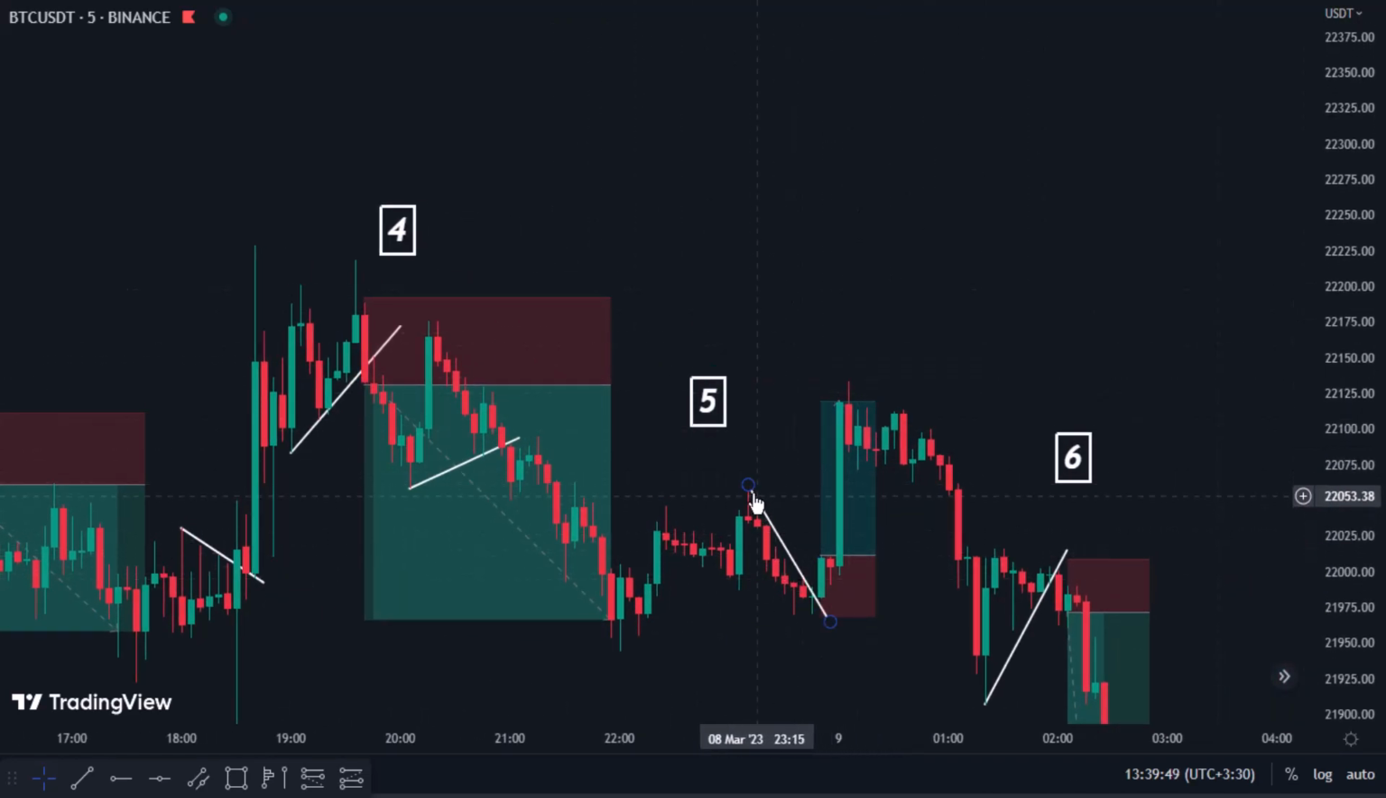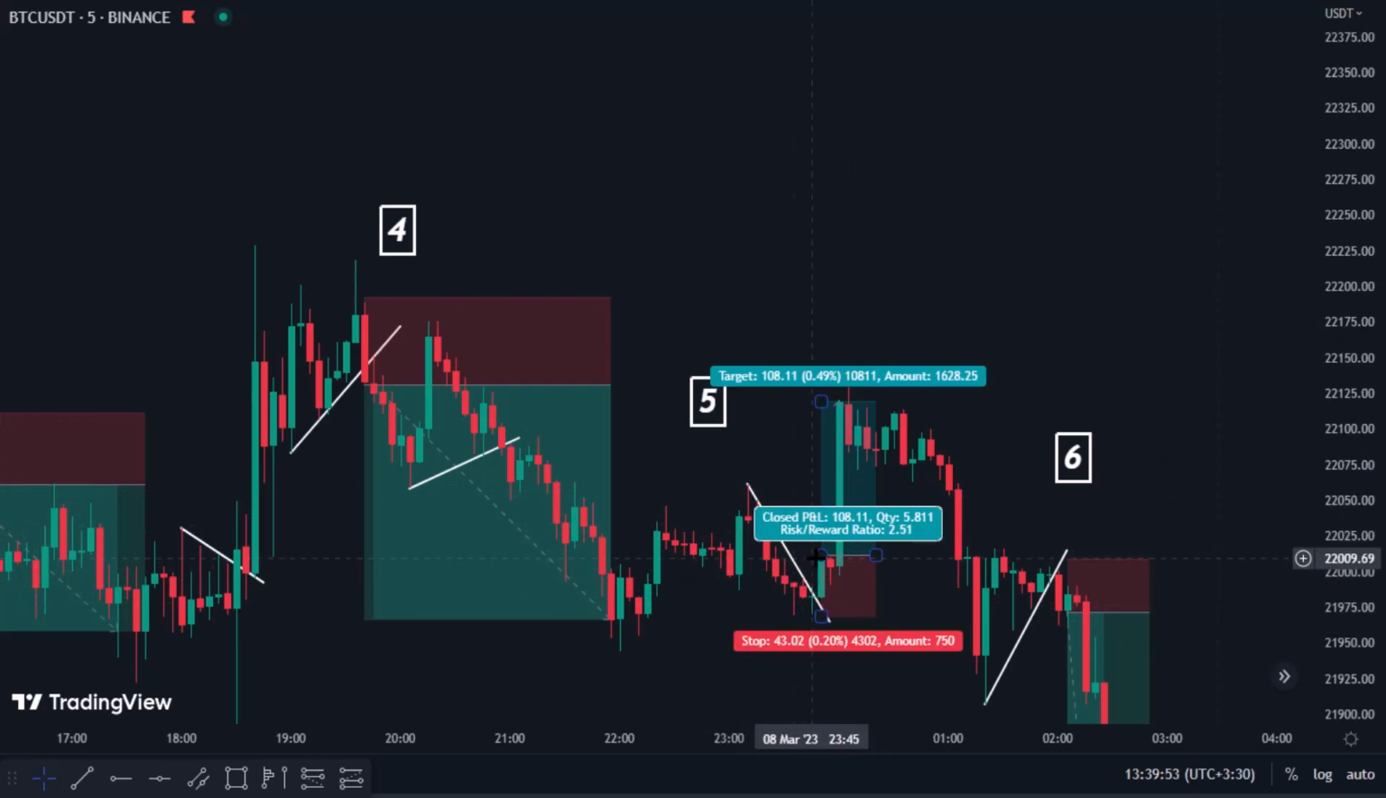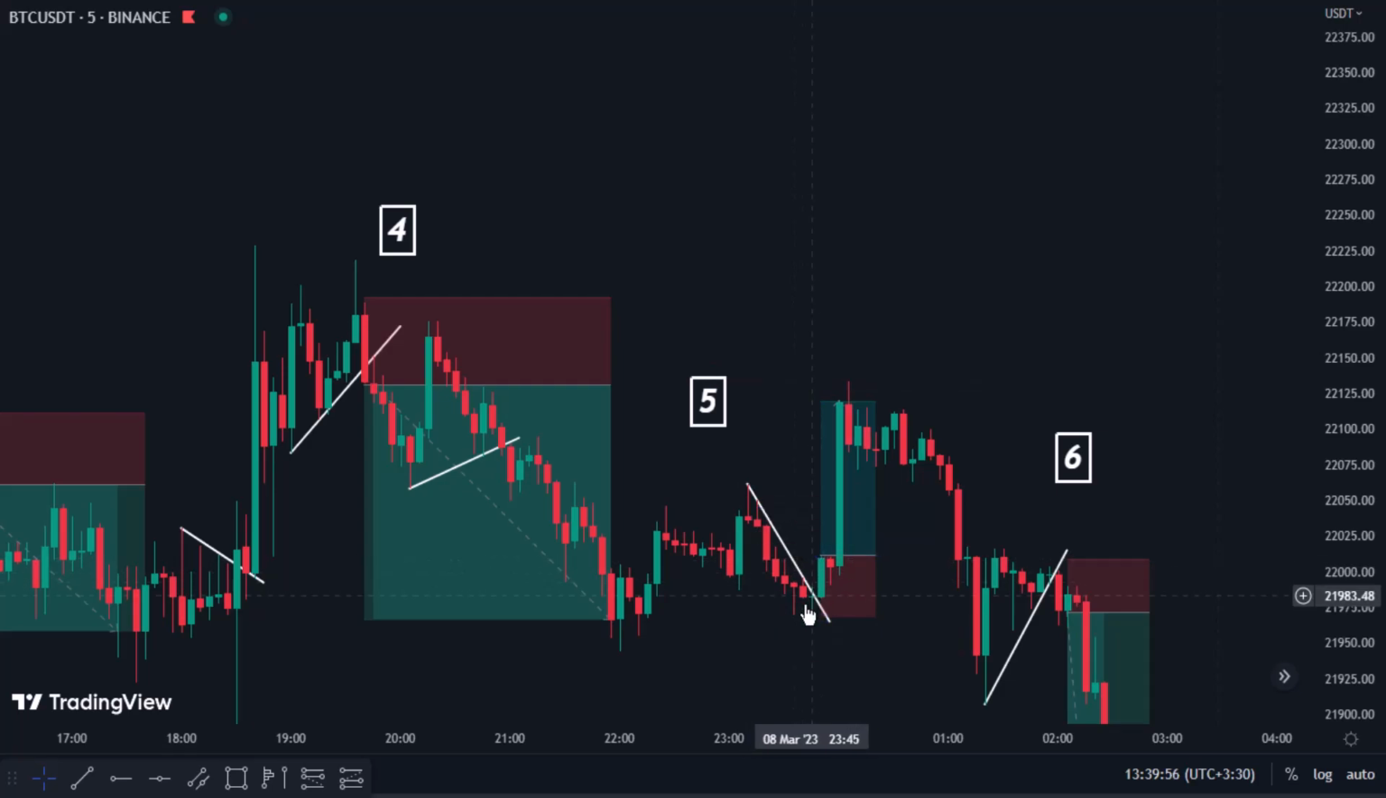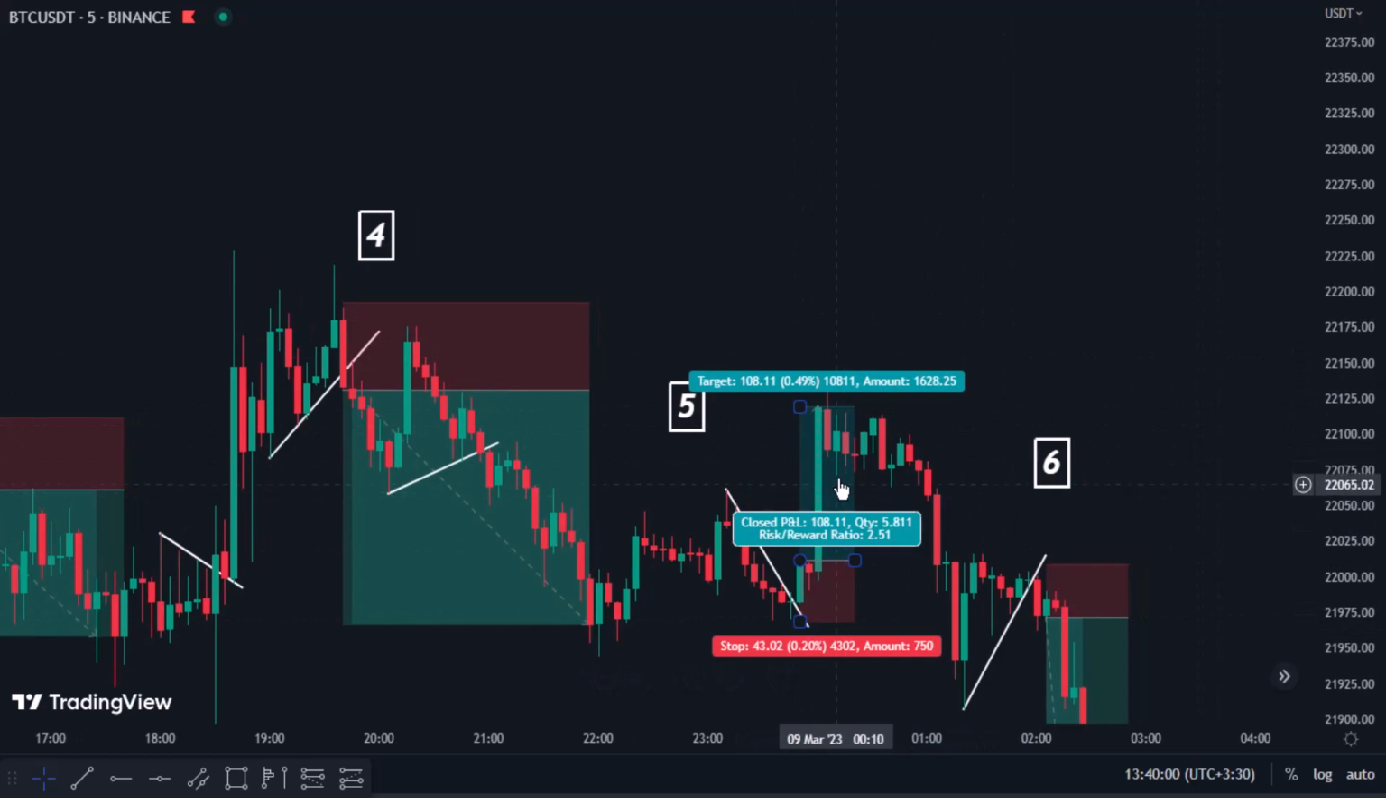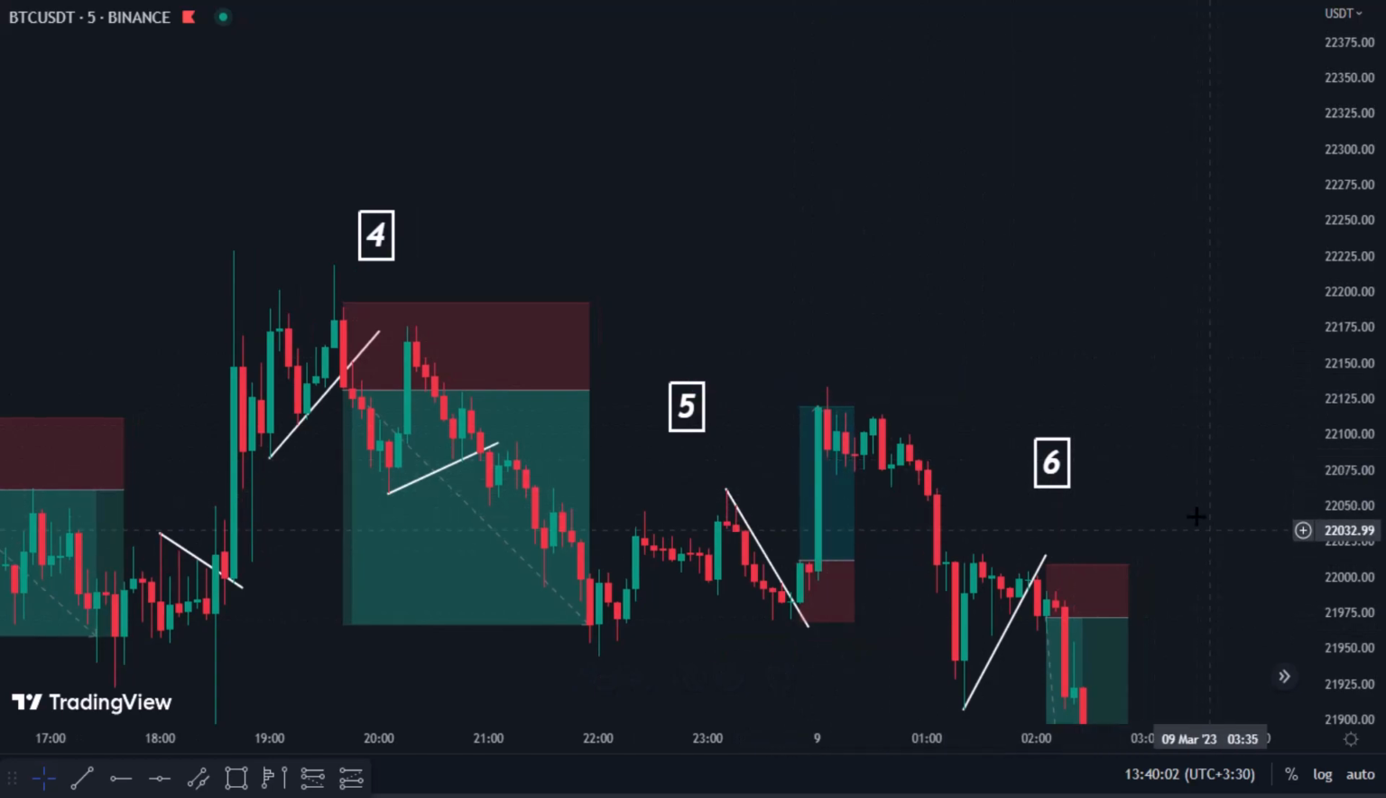On the trade 5, we have a trend line with 3 touches. On the fourth time it is broken here, we enter the buy position, put our stop loss below the candle or somewhere safer like here, and it gives us a reward of 2.5.